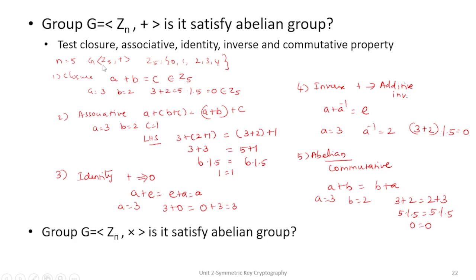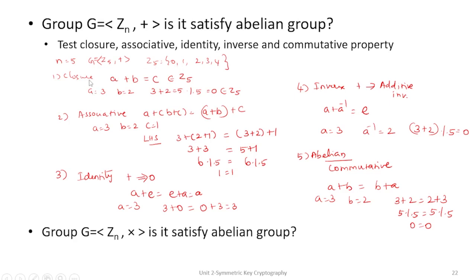Let us take an example. I am taking n equal to 5. So G is equal to Z5 plus. That means for the set Z5, we are going to implement the addition operation. The set of residues Z5 values are 0, 1, 2, 3, 4. I already gave an explanation of the set of residues in the previous class, and using that we can write the unique elements for Z5.